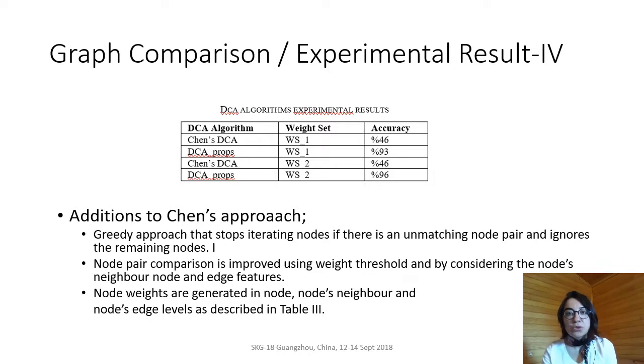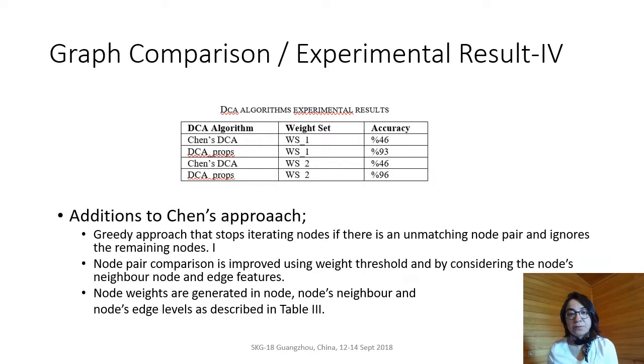The experimental results table shows that by using the weighted property approach in our graph datasets, we increase comparison accuracy compared to Chan's version of the DCA approach, because of the greedy approach that stops iterating nodes if there is an unmatching node pair and ignores the remaining nodes. In this study, node pair comparison is improved using a weight threshold and by considering the node's neighbor node and edge features. Node weights are generated at the node's neighbor and node's edge levels as described in the table.